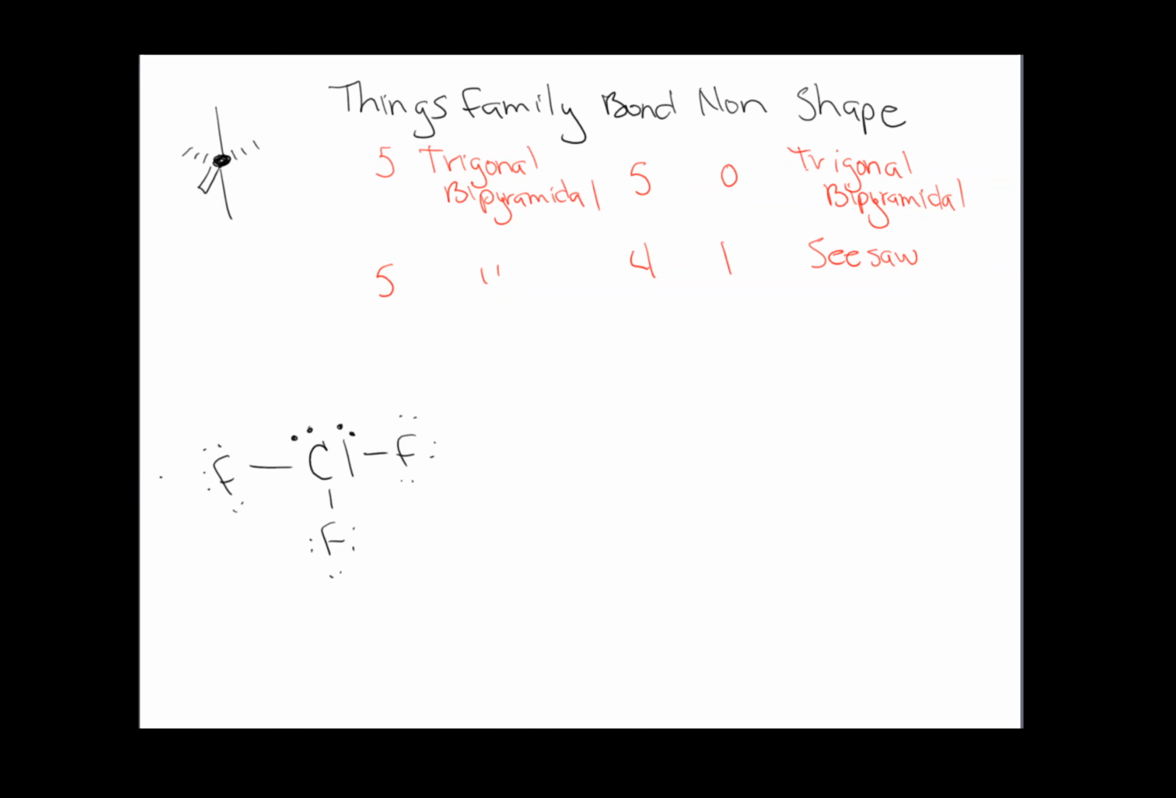Now the visual on this one is a little bit harder, or maybe it's easier. I always saw it as a great big T. Yes, it's called T-shaped. So I have 1, 2, 3, 4, and 5. I'm still trigonal bipyramidal. I have 3 bonding, 2 non-bonding. This is called T-shaped. Wasn't that fun? So that's a 3 and 2. Can I keep going? Yes, I could.